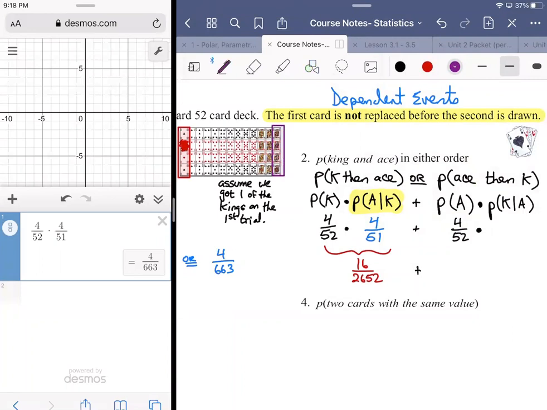I still have my 4 kings available, but we did reduce the overall quantity of the entire set from 52 to 51. All right. So in doing so, we improved the chances of getting a king.